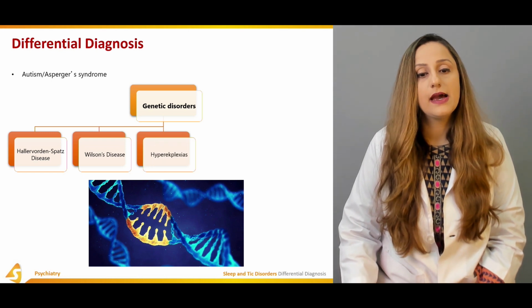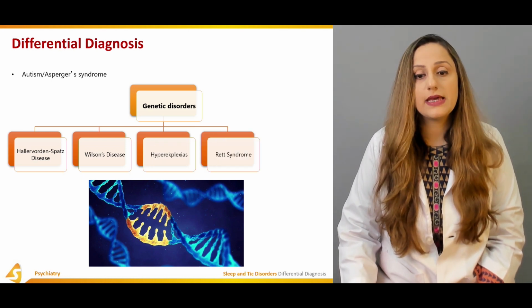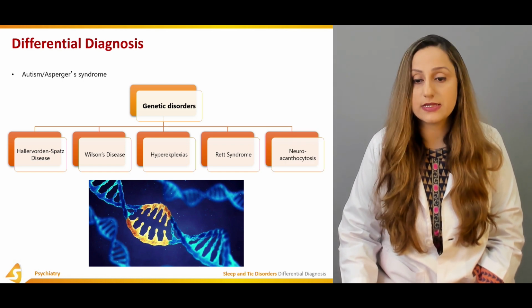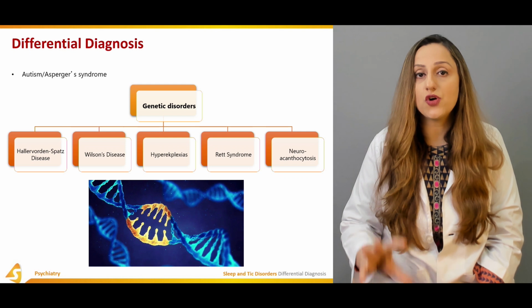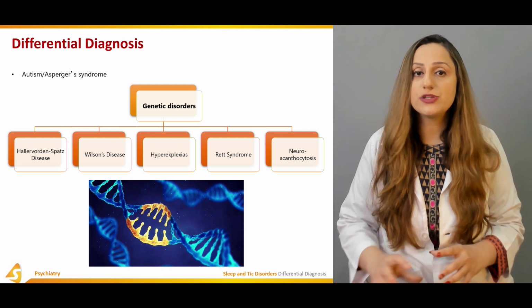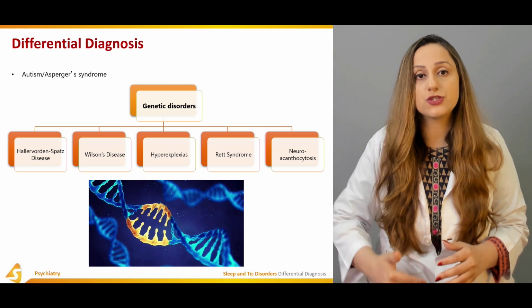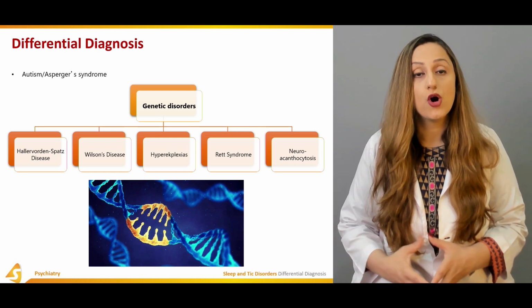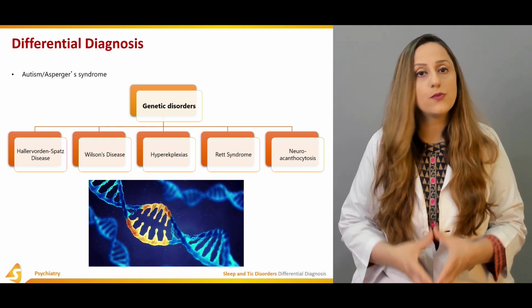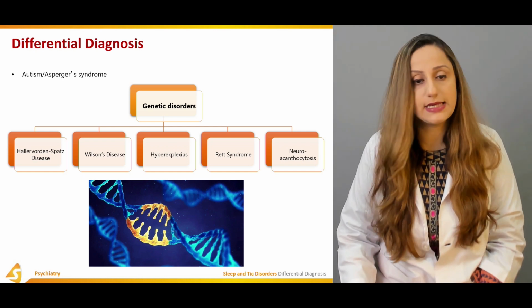Then we have the hyperexplasia. Then we have the Rett syndrome, and then we have neuroacanthosis. So these are the range of disorders, or the range of comorbidities, in which the person may also present as having a tic disorder, or may also suffer from some sort of vocal or motor tic disorder.